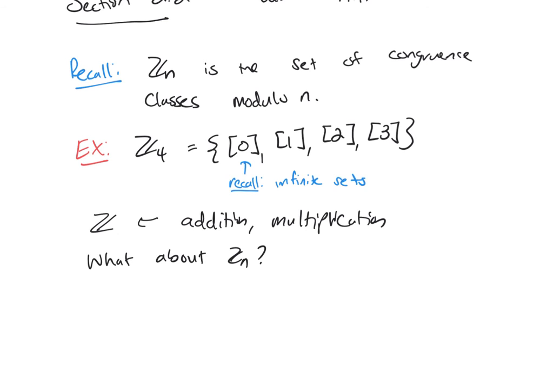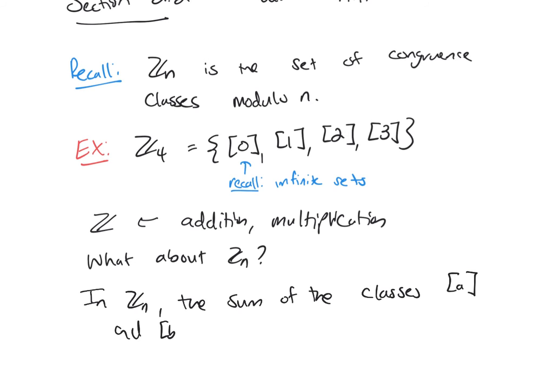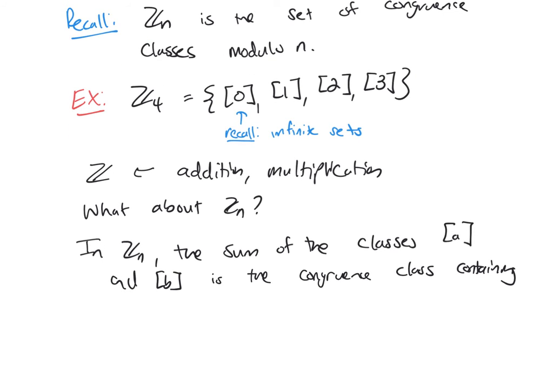So we can define addition in the following way. We can say that the sum of the classes, if I take the equivalence class A and the equivalence class B, is the congruence class. Well, these are integers, so what I could do is add the integers, A plus B, and then write down the congruence class of that number.